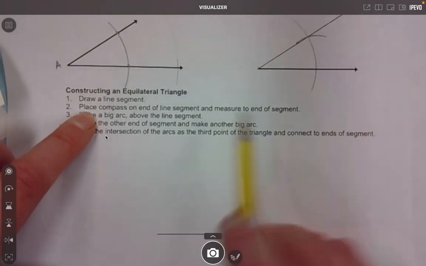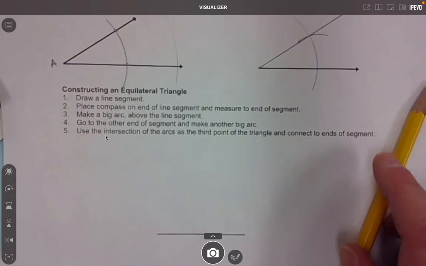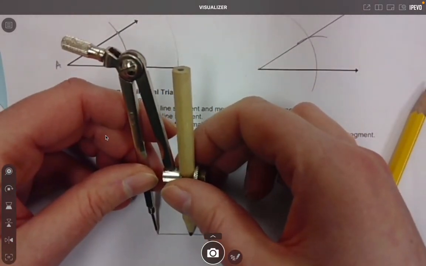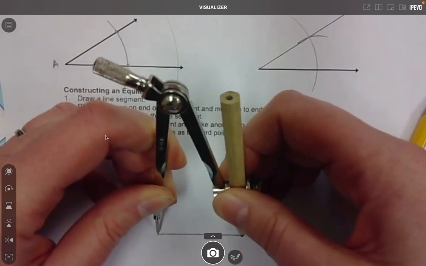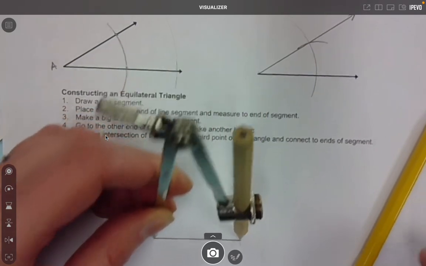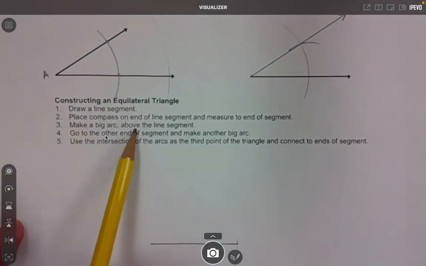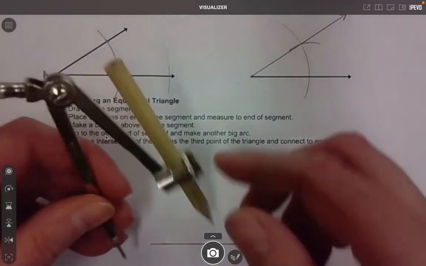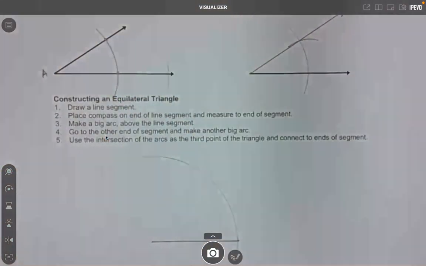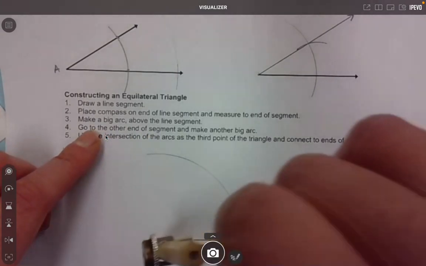The second step is to place the compass on the end of the line segment and measure to the other end of the segment. We're using our compass like we did in the first one for duplicating segments. This is exactly how wide it is, and that's because I want all 3 of my triangle sides to be the same. Step 3 is to make a big arc above the line segment. From one of these points, I want to make a big arc. Then it says go to the other end of the segment and make another big arc.